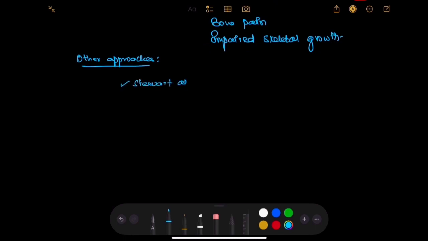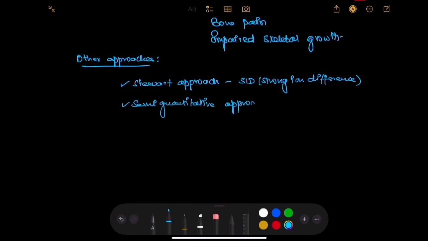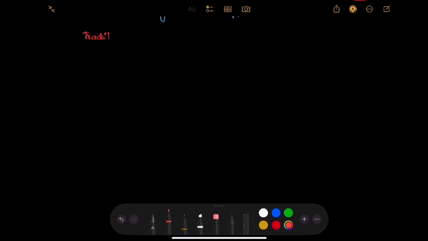So these are the traditional approaches by which we can determine whether it is acidosis or alkalosis, what the causes of acidosis are, like metabolic or respiratory, and find out the basic pathological condition which is leading to the acid-base disorder. Apart from this traditional approach, there are certain other approaches, like the Stewart approach with the use of strong ion difference, and the semi-quantitative approach, by which we can measure the acid-base disorder.